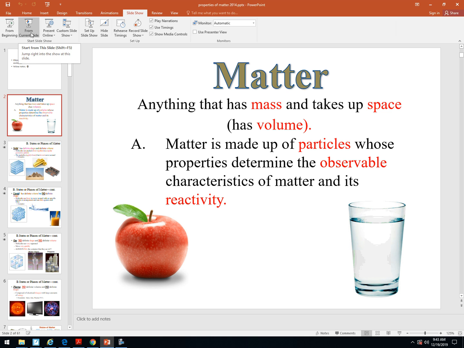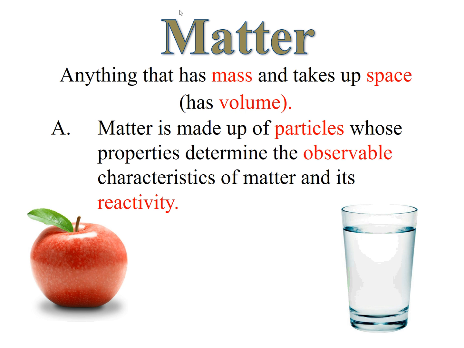Okay, matter. Matter is anything that has mass and takes up space. So, matter can be observed. It can be observed for its physical properties and also its chemical properties. Matter is made up of atoms whose properties determine what it looks like and what it acts like. Reactivity is chemical, and observable properties are physical.